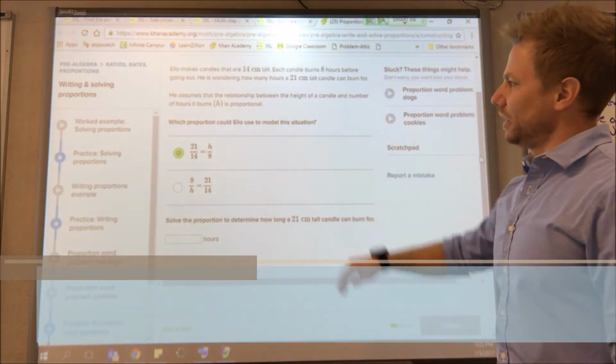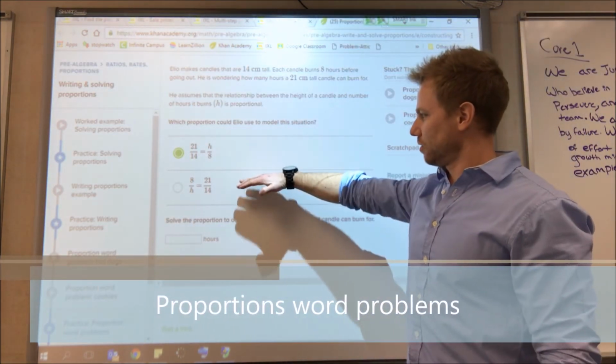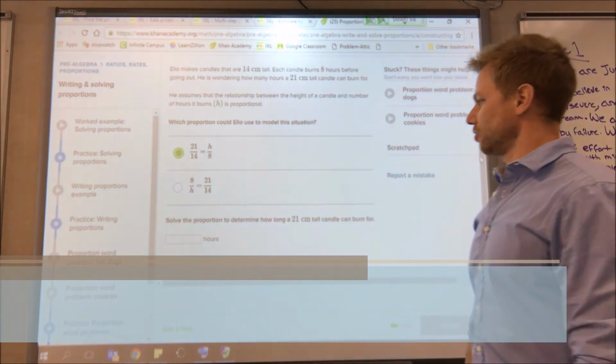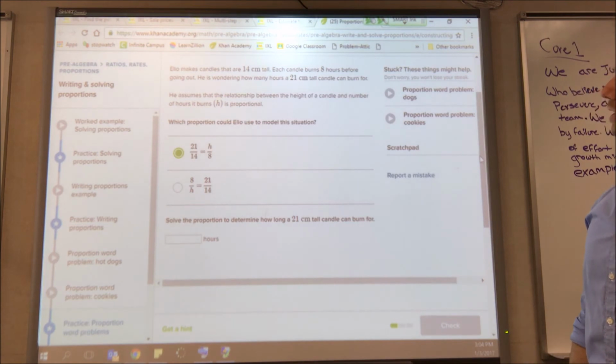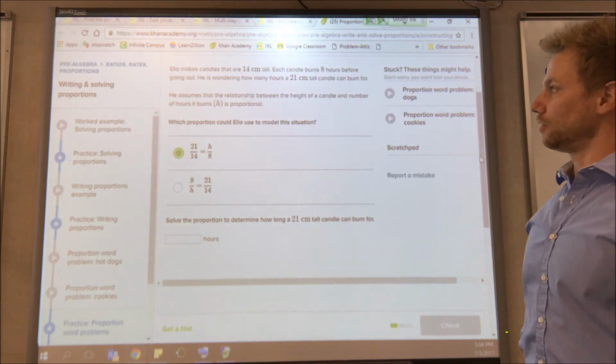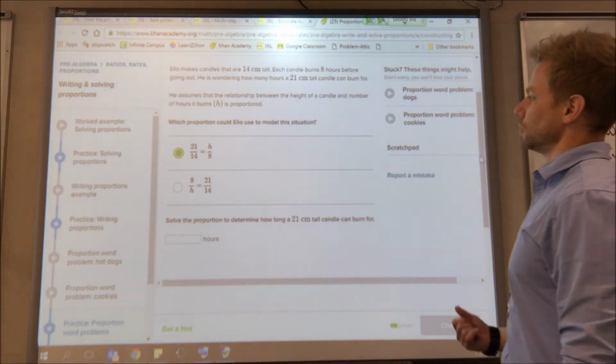On our last link here, we need to figure out which proportion fits the problem and then actually solve it. Says Elio makes candles that are 14 centimeters tall. Each candle burns 8 hours before going out. He's wondering how many hours a 21 centimeter candle can burn. He assumes that the relationship between the height of the candle and the number of hours it burns is proportional.